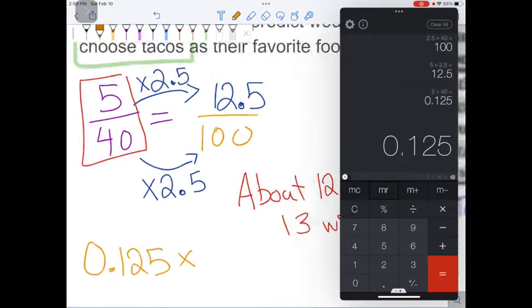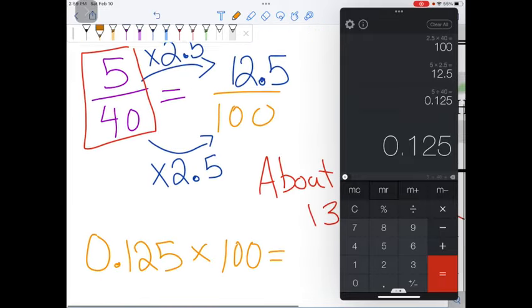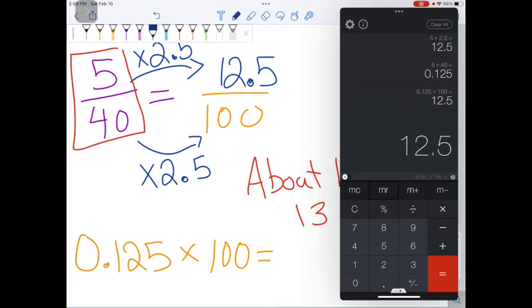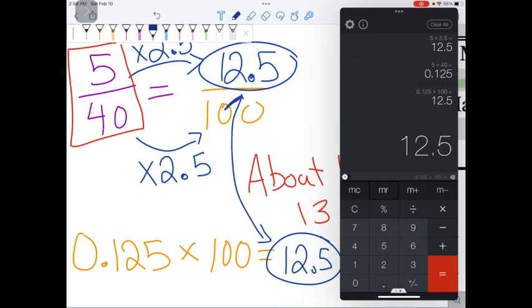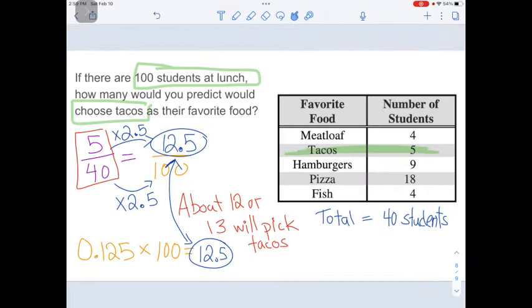Times, this time our group was 100 kids. Right, and then we'll put that in a calculator, times 100. Well, look at that. It's that 12.5 number again. Again, we are not going to say exactly 12.5 kids. We are going to say about 12 or 13. If I got either one of those numbers, that's kind of what I would expect to get. 12 or 13 kids who would pick tacos. Okay, do the very best you can on your next worksheet.